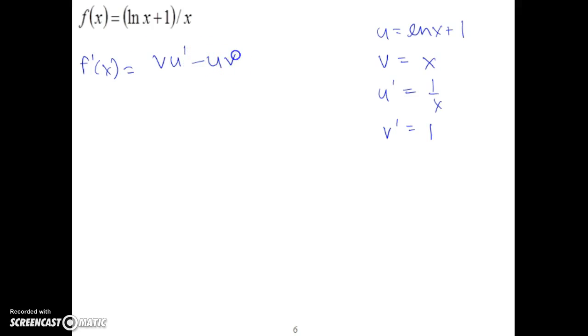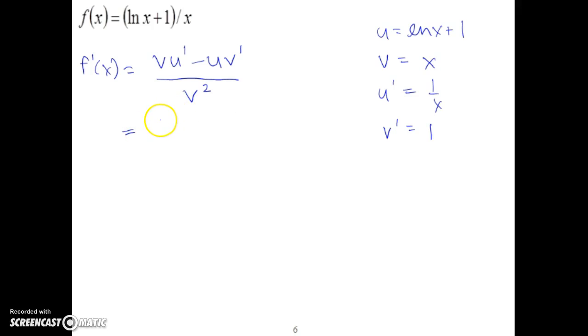Okay, and so here's a problem with division in it. So we're going to have to use the u and v designations. If we're going to differentiate this function here, first we have to set u equal to natural log x plus 1, v equal to x, u prime equal to, remember the derivative of natural log of x is 1 over x, the derivative of 1 is just 0, and v prime is going to be 1. So, to find the derivative of this, we're going to have to do vu prime minus uv prime over v squared.